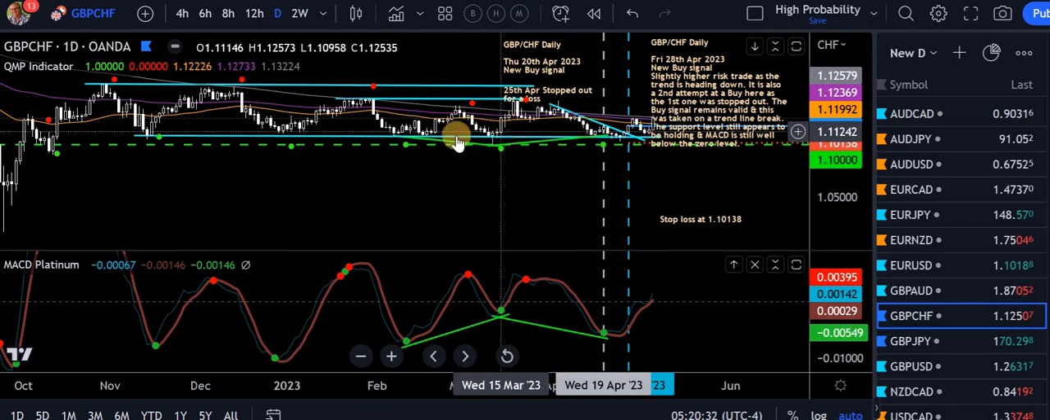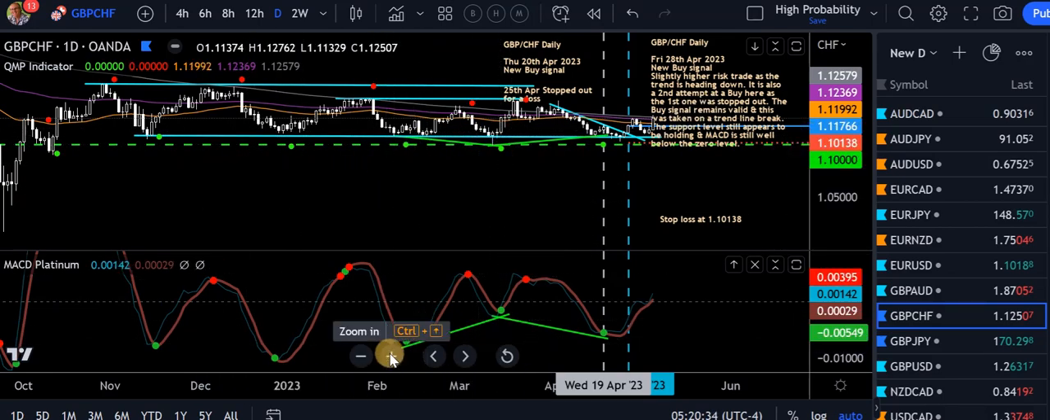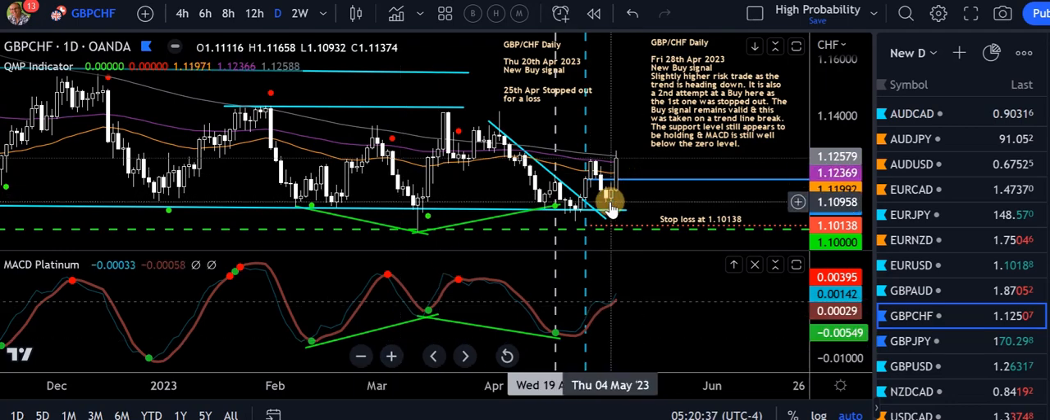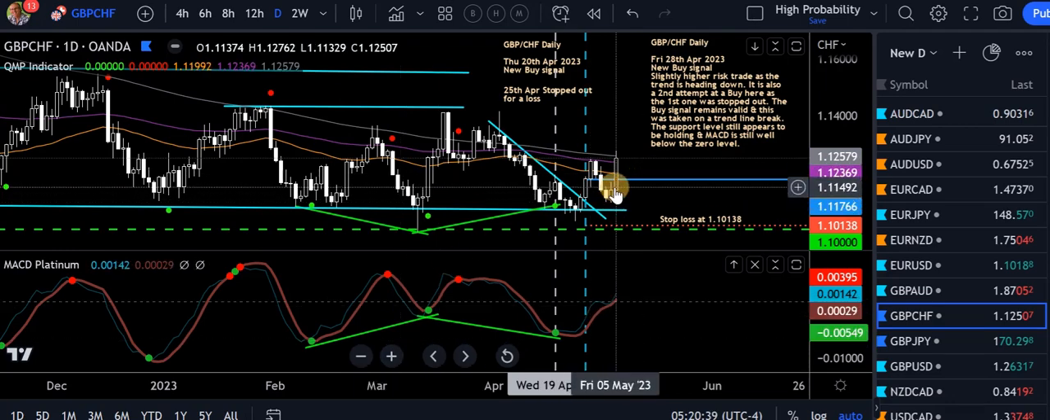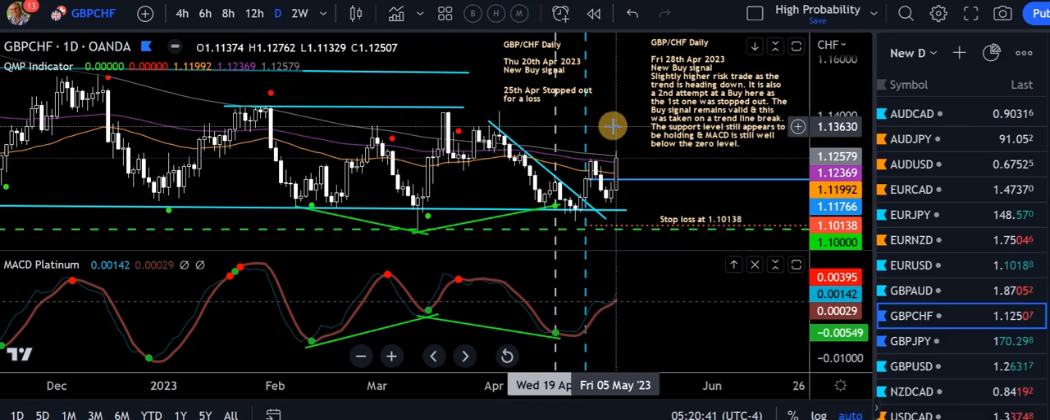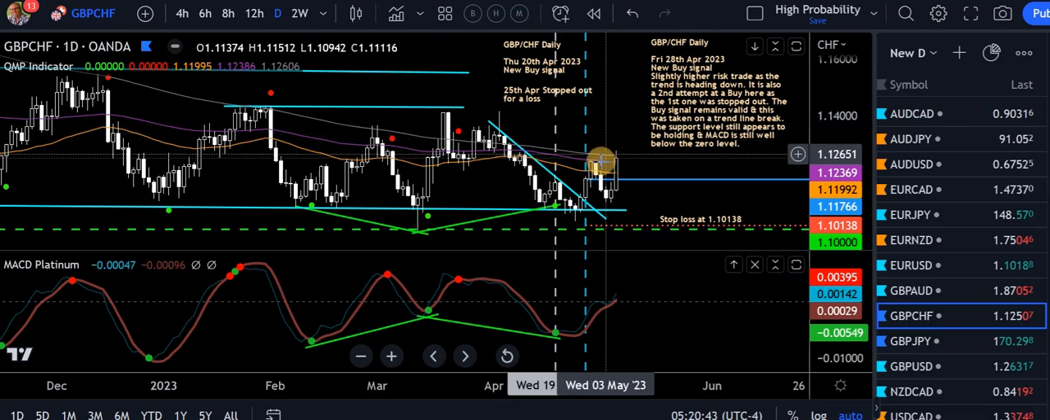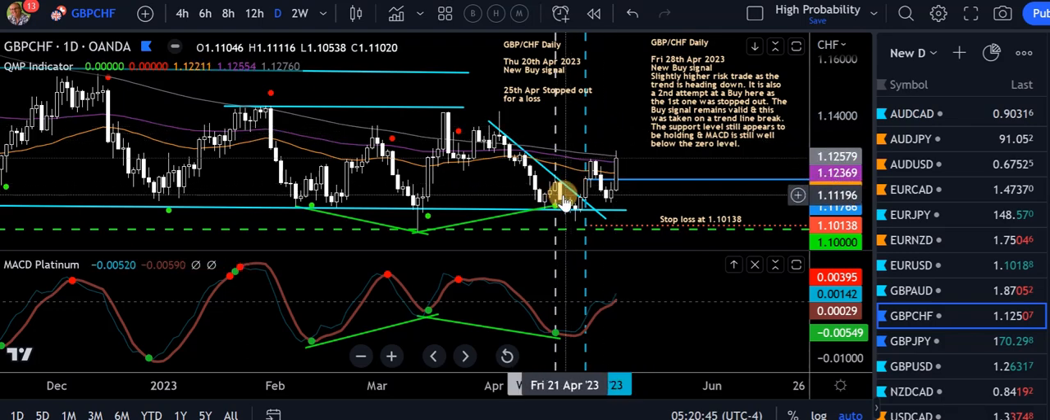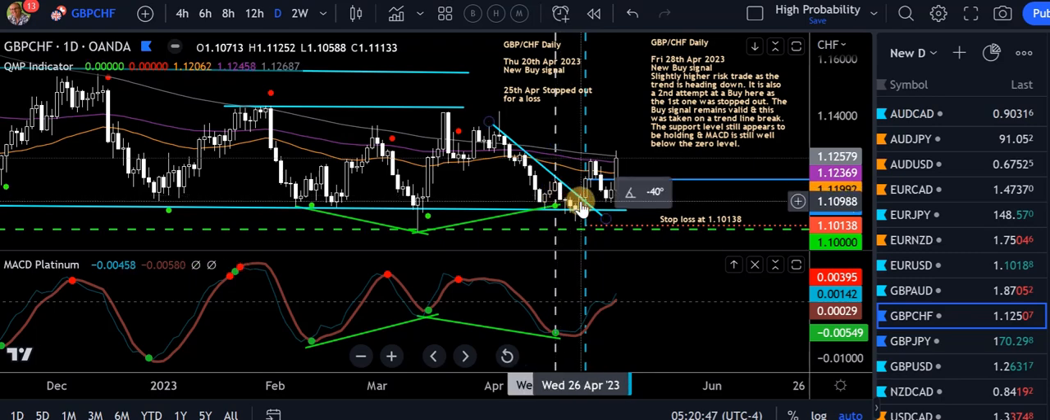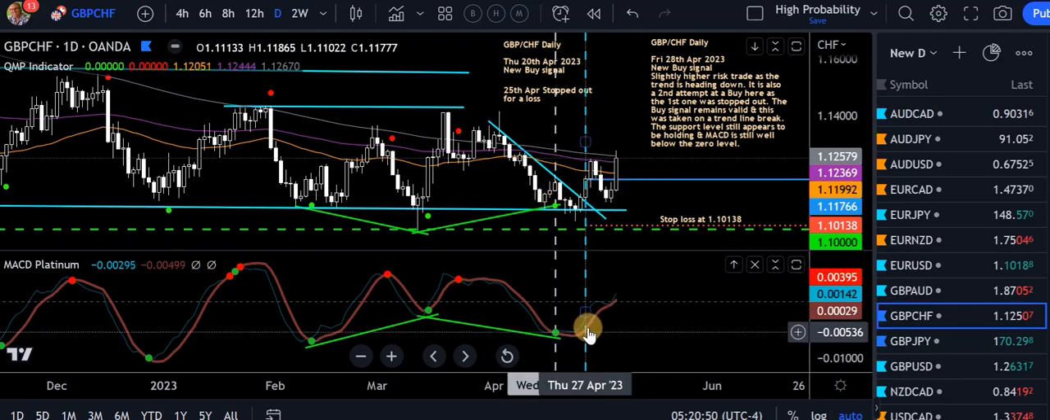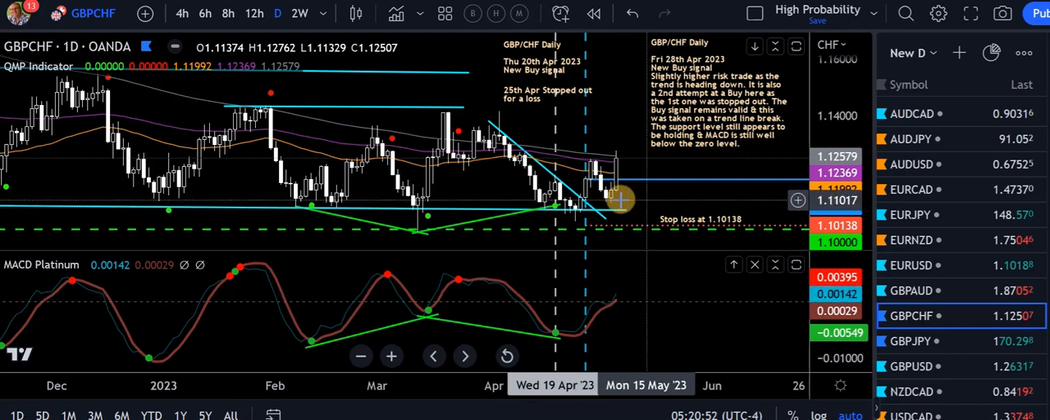See this level here. So it's come down back towards that level, and then Thursday come good, Friday come better. We're back up above in positive territory. So we're trying to recover some of this loss from this buy here by taking a second buy. MACD Platinum still below the 0 level. Now we've had a good spike up.